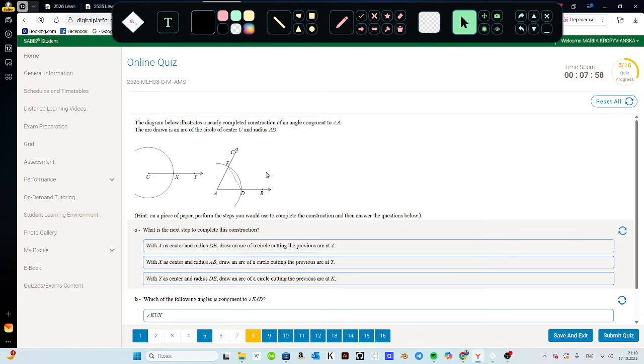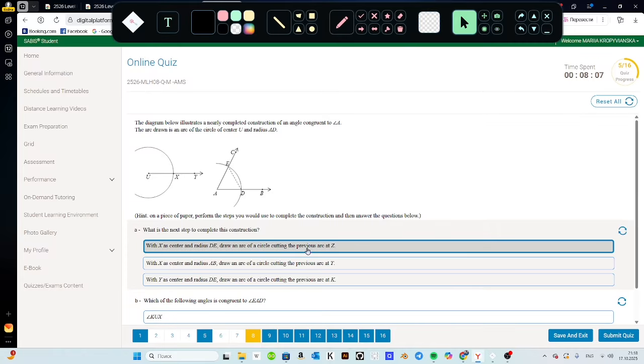Now, we need to find the next step to complete this construction. So the answer basically is to draw an arc of a circle cutting the previous arc at Z. If we take a pencil and draw an arc around it, we can name it Z, and we're going to have a radius of DE as shown in the second one. This is going to be our answer because we're going to be cutting the previous circle.